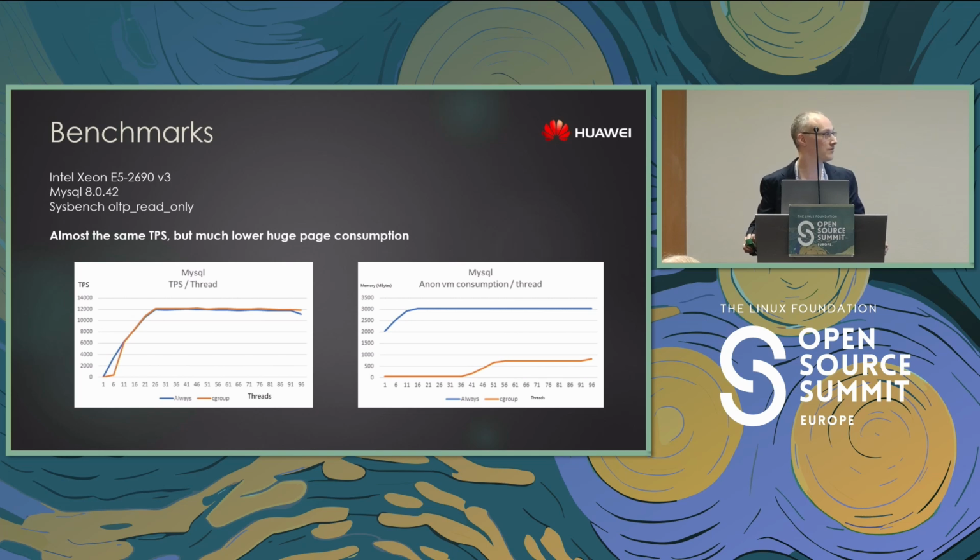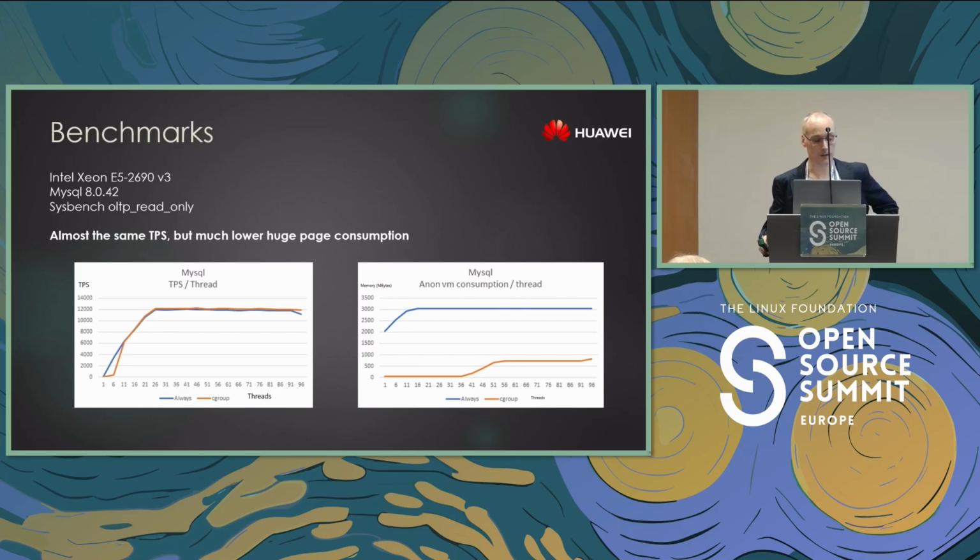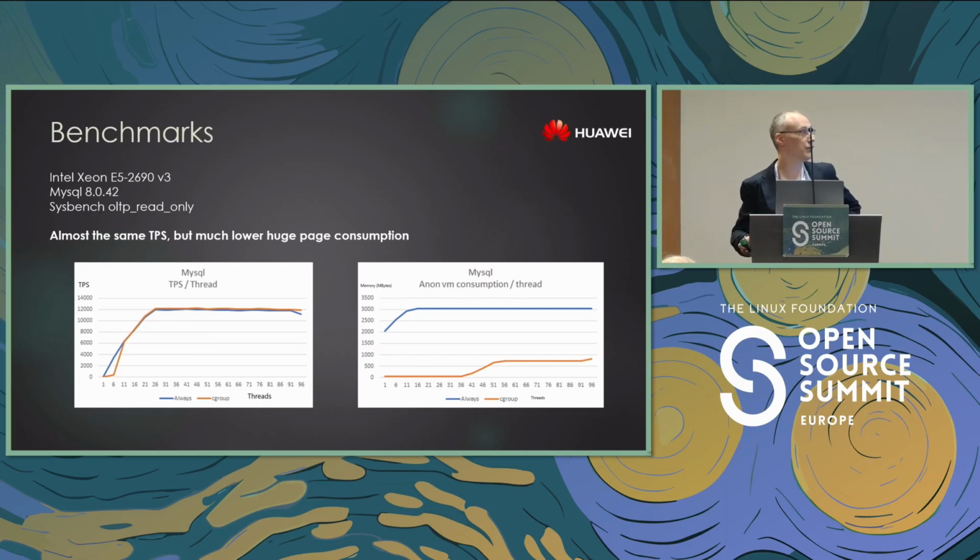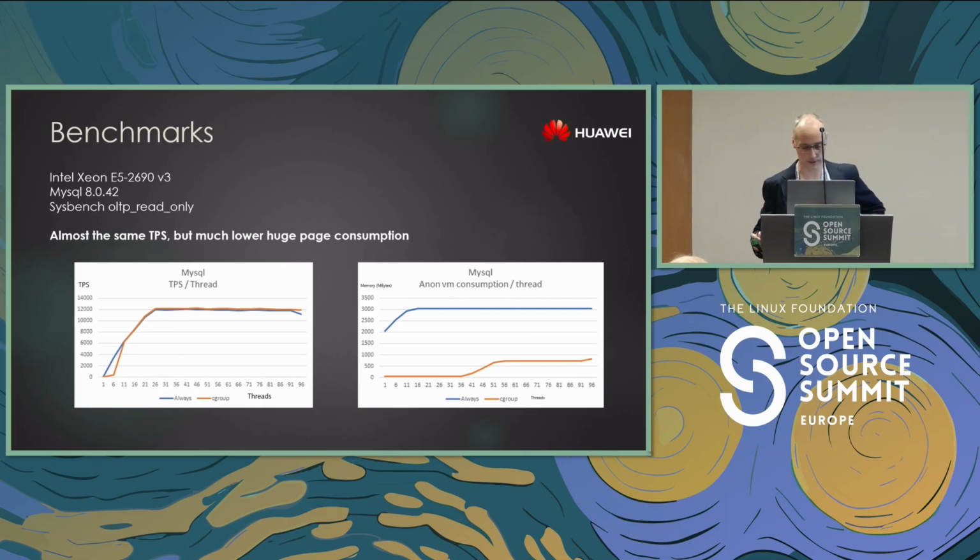In some cases, when MySQL uses a lot of cores, our approach is a little bit faster. On the right-hand side, you see the actual huge page consumption by the server. So what you see is, for MySQL, we set it to always. It will automatically start collapsing stuff, and it will use a lot of memory, like 3 gigabytes.